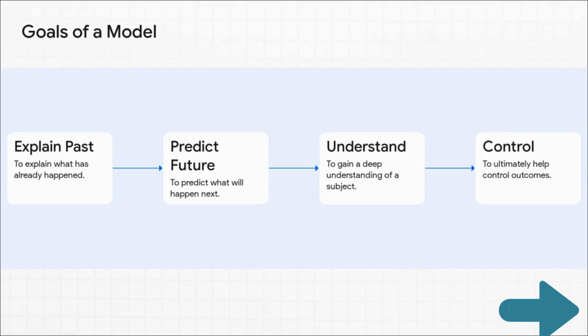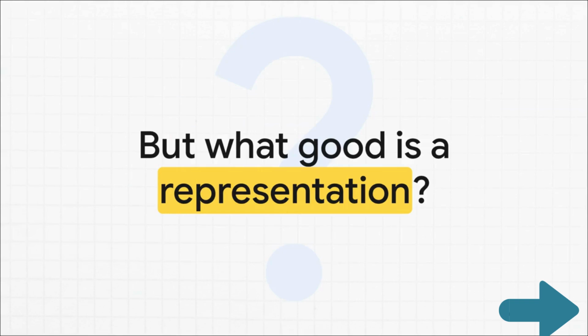So why even bother building models? Well, because they have four incredible goals. A good model can help us explain the past, it can help us predict the future, it gives us a deep understanding of the subject, and, get this, ultimately, it can even help us control outcomes in the world. Pretty powerful stuff. Okay, so we need models. Got it. But before you can even build a model, you need something even more fundamental, a representation. This is simply the way you decide to describe or frame the problem you're looking at. And as Winston shows so brilliantly, picking the right one, well, it changes everything.